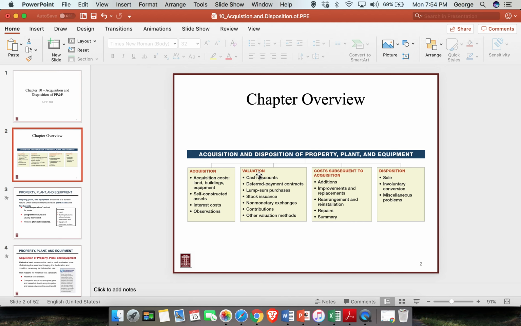Then we look at valuation of these assets. So like would be cash discounts. How do we handle those? Deferred payment contracts, stock issuances, non-monetary exchanges, contributions. Any costs subsequent to acquisitions, like additions and improvements. So which costs would be capitalized, which costs would be expensed, and then the disposition of property, plant, and equipment.